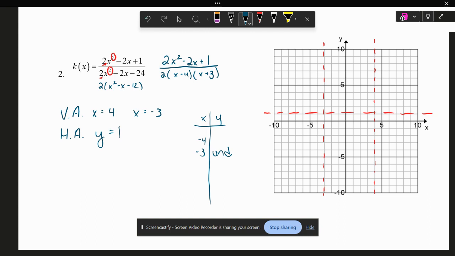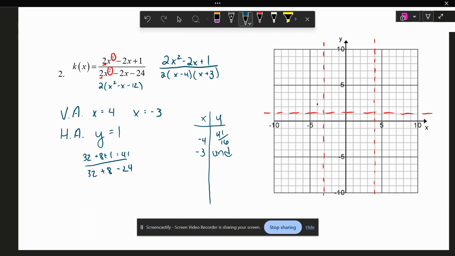16 and 2 is going to give me 32, plus 8 plus 1. So that gives me 41. So 41 over negative 4 squared is 16, so 32 plus 8 minus 24. So 40 minus 24 is 16. So 41 over 16. That's approximately like 2 and something.